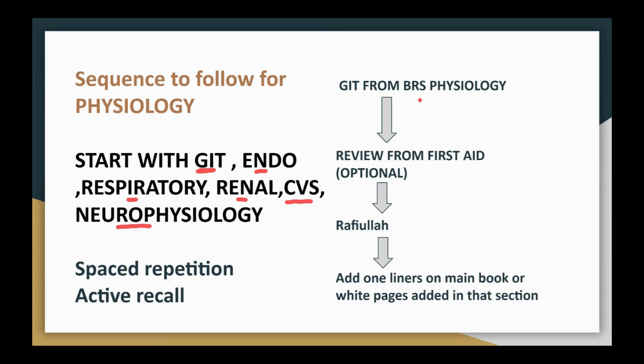So what you are going to do, you're going to go with the GIT, and from the BRS physiology, you can review it from First Aid, that is optional. Then you will do that chapter from Raffay, and then you will add those one-liners into either BRS physiology or First Aid, whatever you think you will be using for your next revision. In this way, you will be reducing the number of books and the amount of syllabus for your final revision.